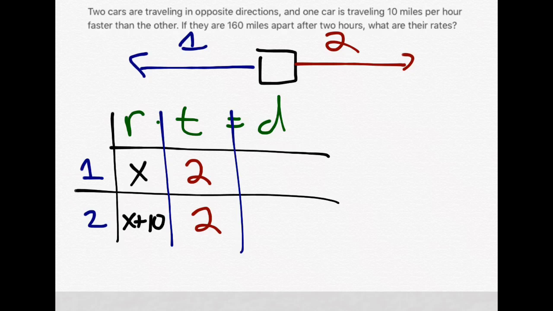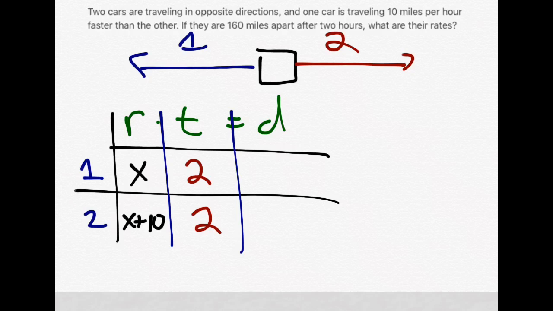So now, what do we put here for the distance? What do we put in this box? Common mistakes are to put the 160 here and 160 here, or another common mistake is to put 80 and 80. But remember, we need to realize that these cars do not travel the same distance because one's faster than the other. What we actually want to do here is just multiply the rate times the time.